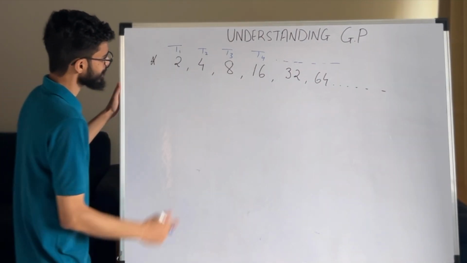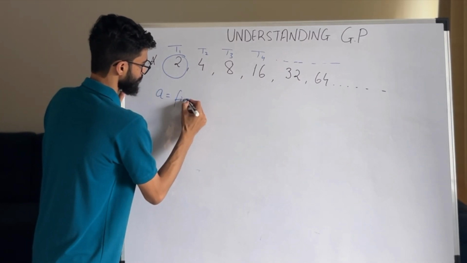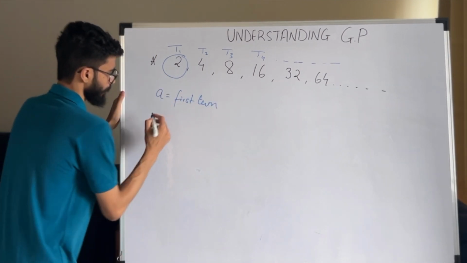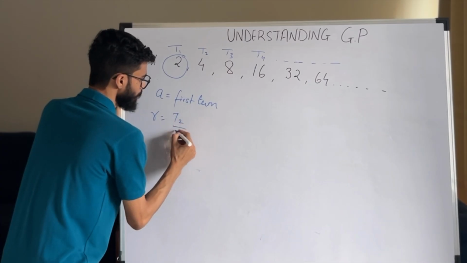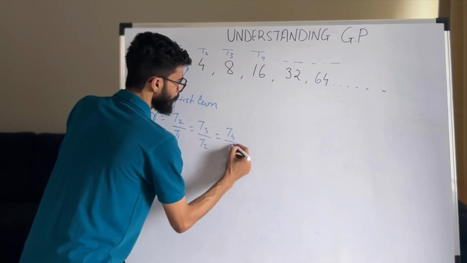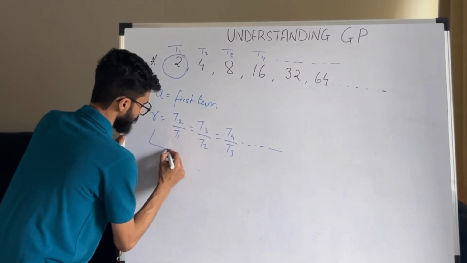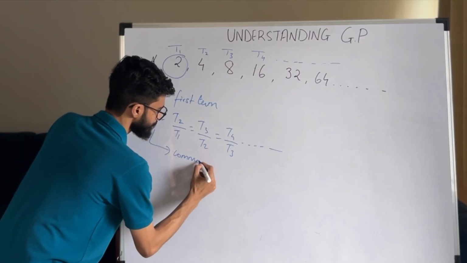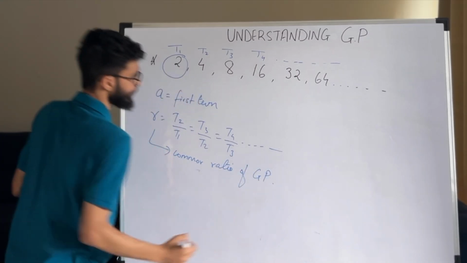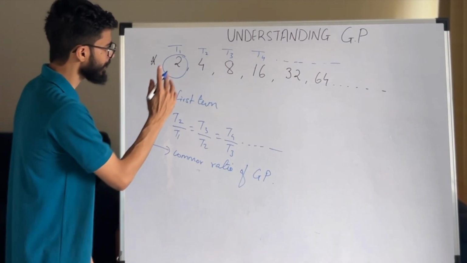Now, in this, the first term is denoted as A, and the common ratio, which is T2 by T1 or T3 by T2 or T4 by T3 and the succession continues, is called the common ratio of GP. Now let's understand the general term pattern here.